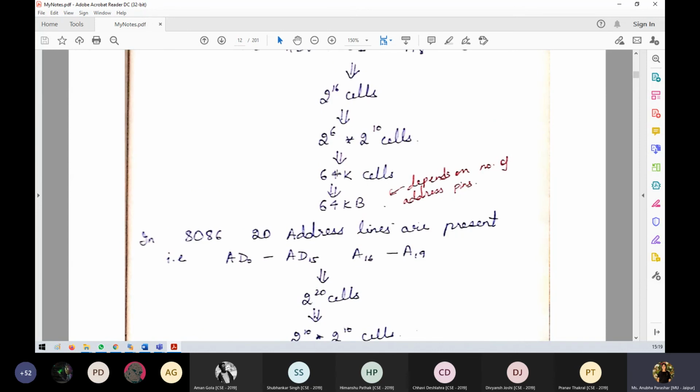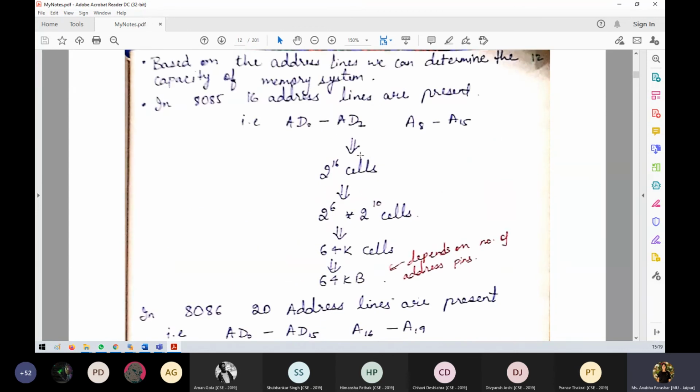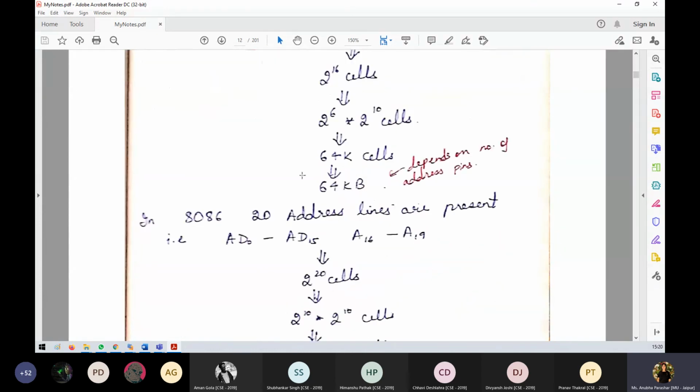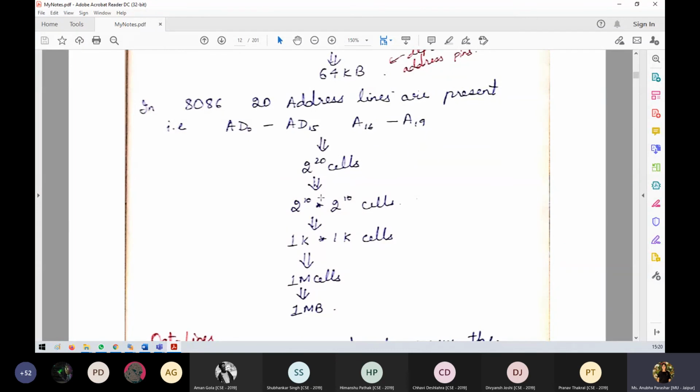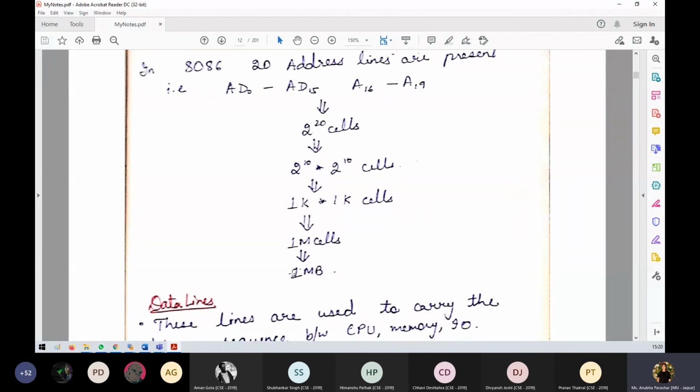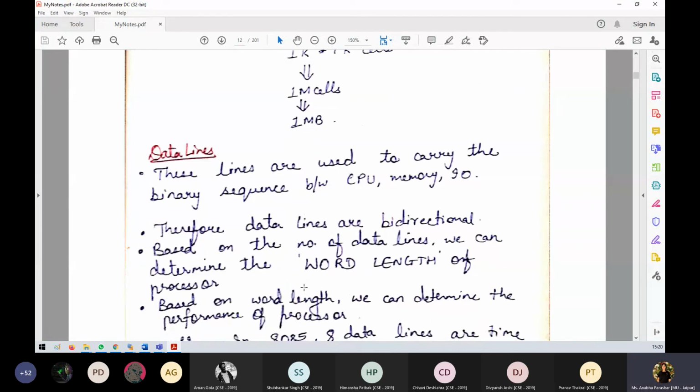When you have a RAM of 32 GB, you can always calculate the cells. You can always see what the address lines or data lines could be. That is how the assignment will be provided to you. In 8086, we have 20 address lines, so it has 1 MB of memory. Next is the data line. The data line is carrying the data.